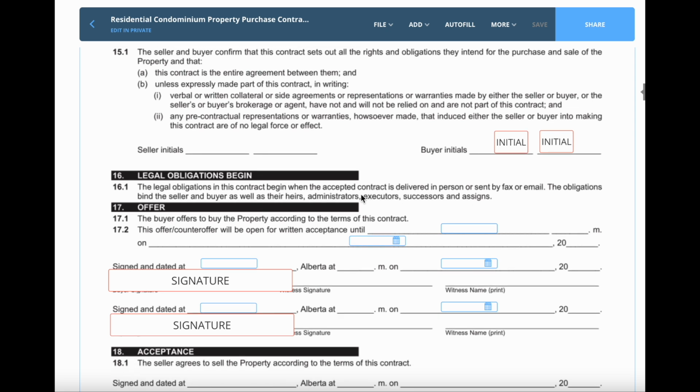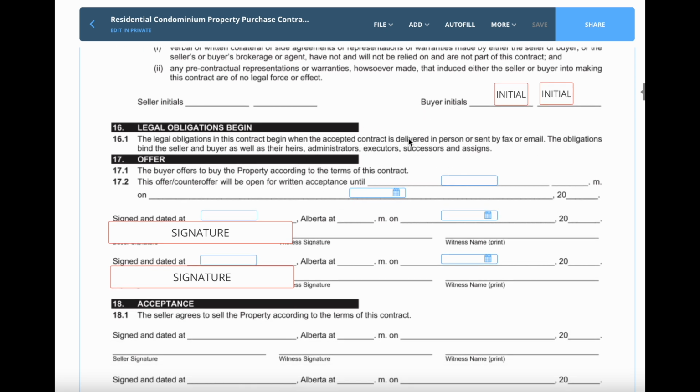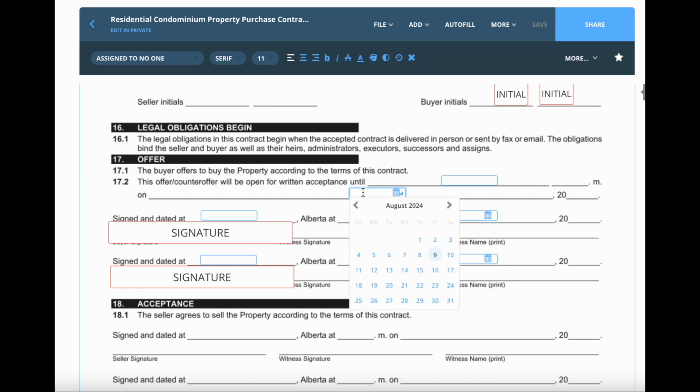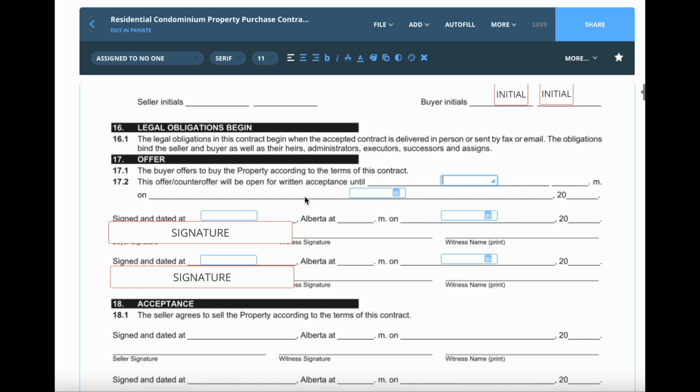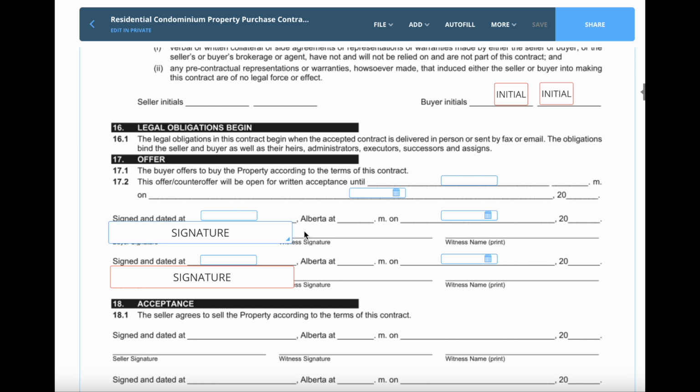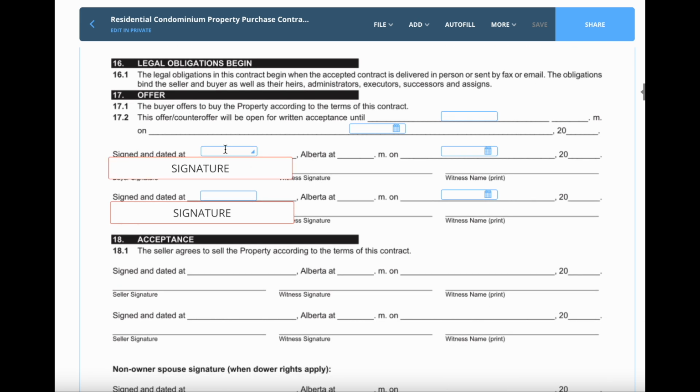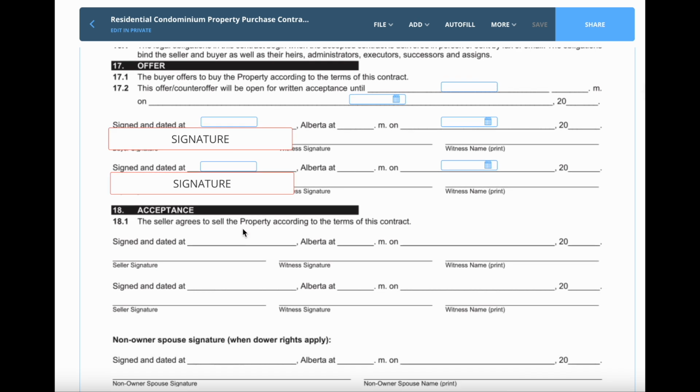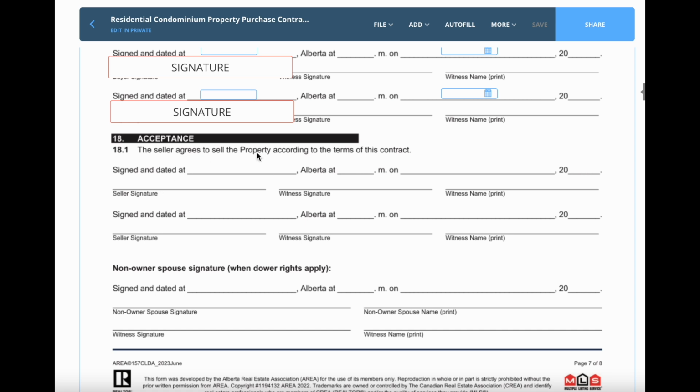So this is starting when we deliver and everybody signs, and this is the place for the final signatures. This is where we are keeping our offer open until, so let's say it would be tomorrow evening, so the seller has some time to decide if they want to work with us or not. Signature date, and if the seller accepts it, they will sign it right here. Same thing, signed at a city on a date, seller signature.